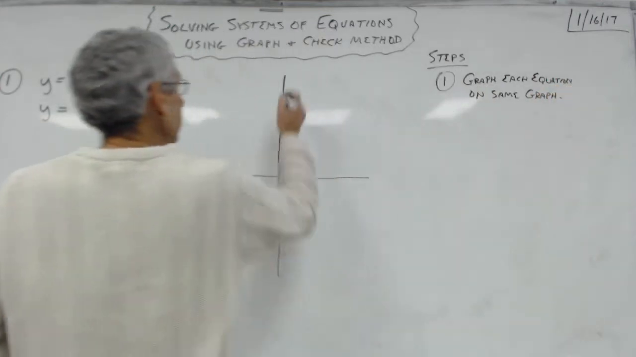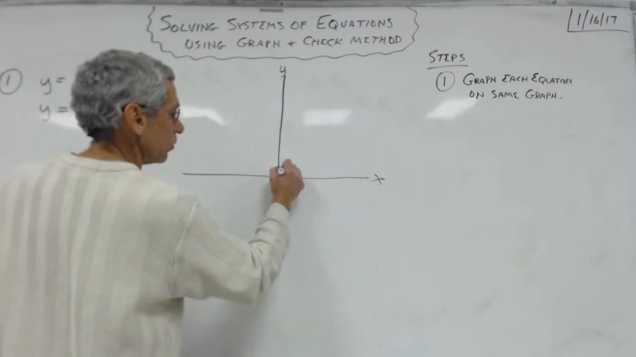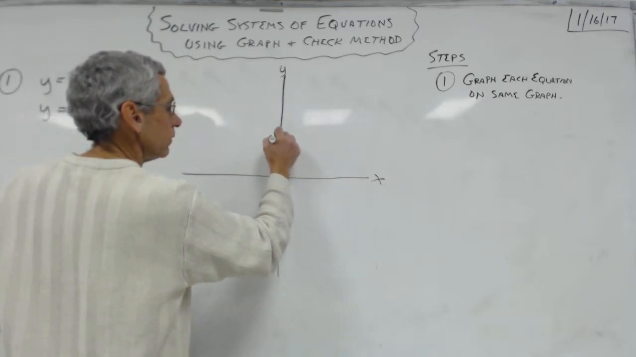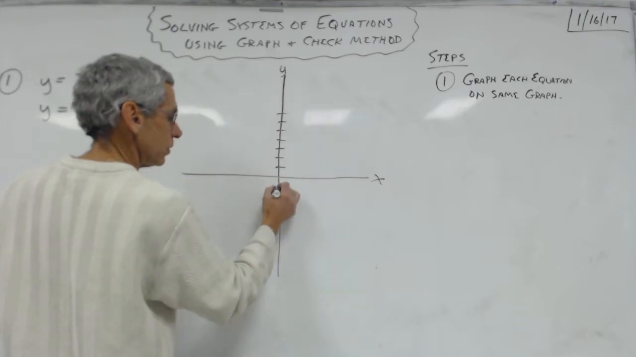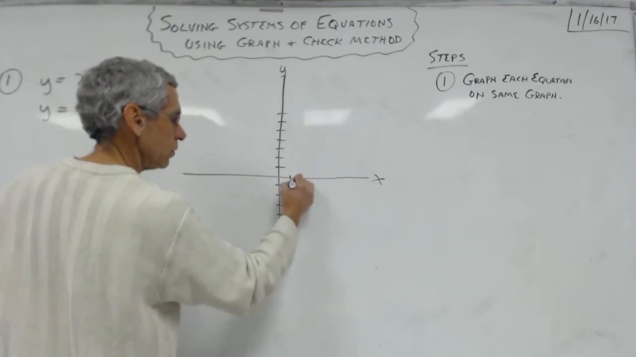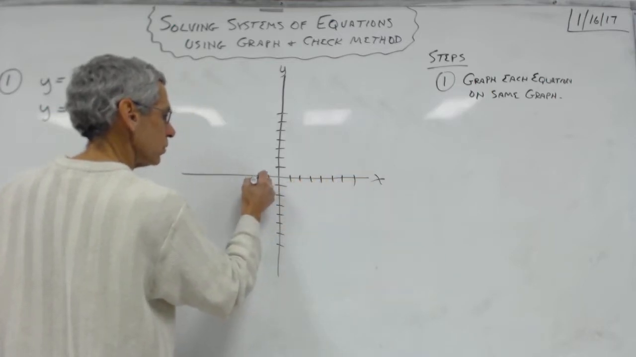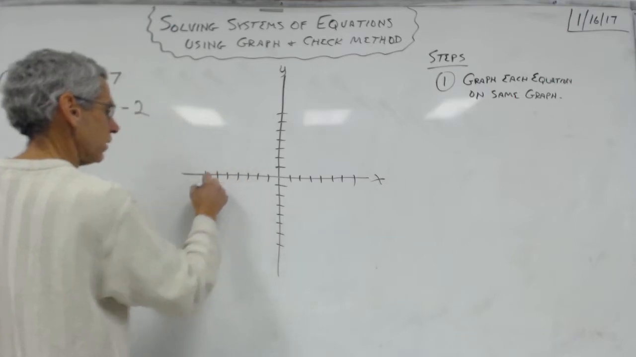This is my coordinate plane, this is my y, and this is my x. And I've got to have these numbers, 1, 2, 3, 4, 5, 6, 7, something like that.